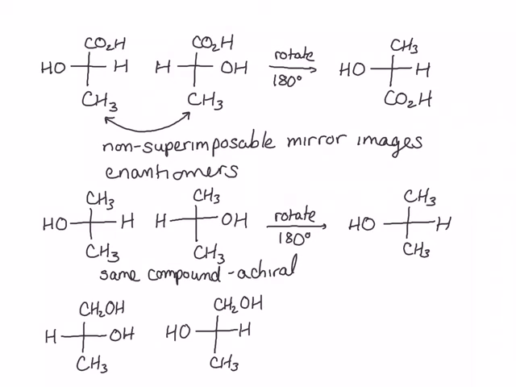Again, a compound and its mirror image. If we rotate the structure on the right by 180 degrees, we can see that we have a compound that is different than the structure on the left. Again, these are not the same, meaning that they are chiral and they are enantiomers.